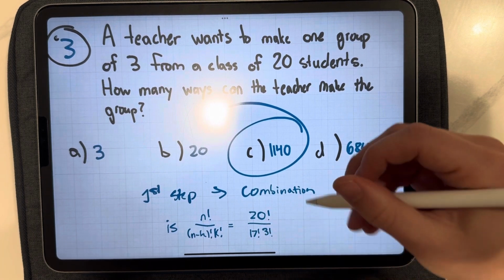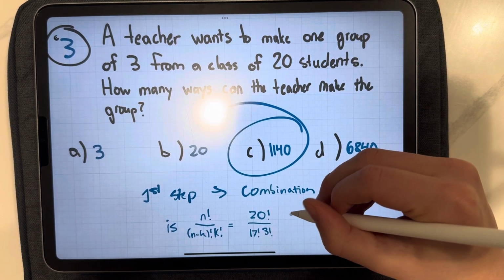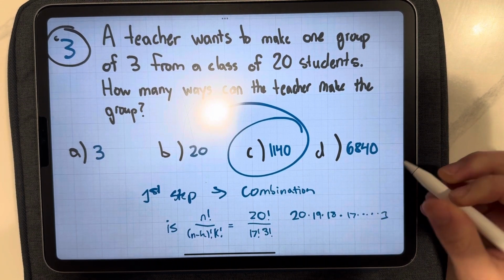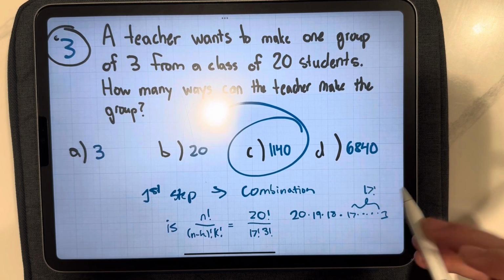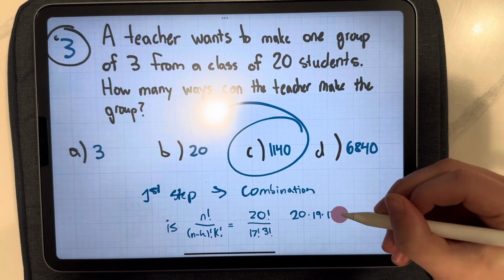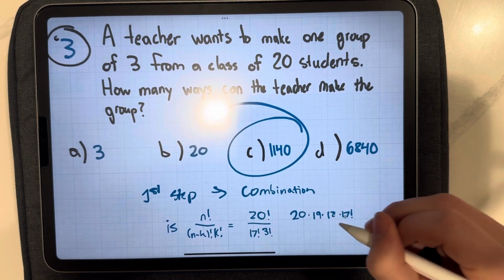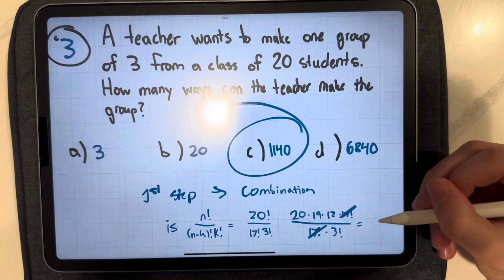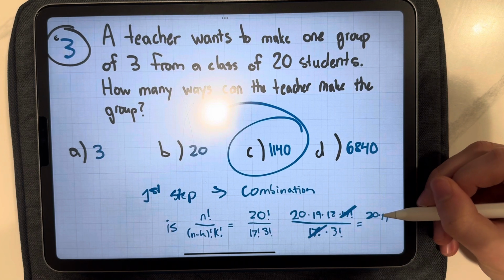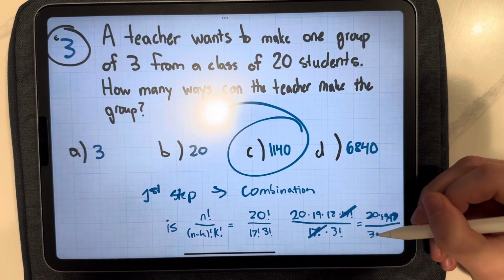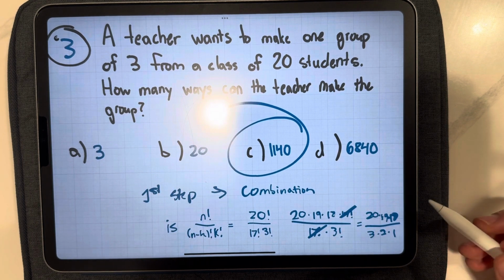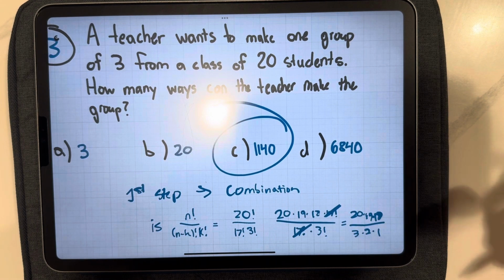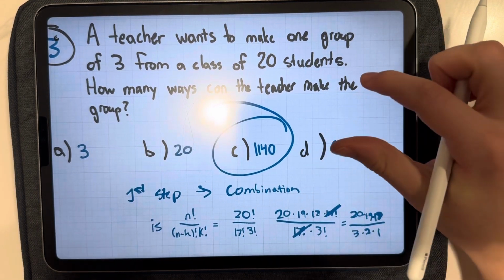One thing about factorials is you can kind of cancel out the numbers. We have 20 times 19 times 18 times 17 all the way down to 1. This is the same as 17 factorial. So we have 20 times 19 times 18 times 17 factorial over 17 factorial times 3 factorial. So this cancels out. What you're left with is 20 times 19 times 18 over 3 times 2 times 1. And you can just put this in a calculator or work this out yourself on paper, albeit it will take longer. But your answer will end up being 1,140.